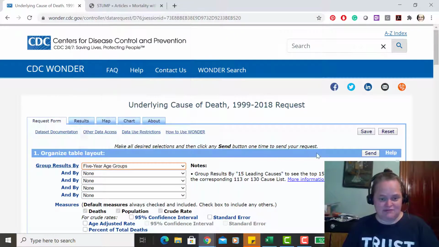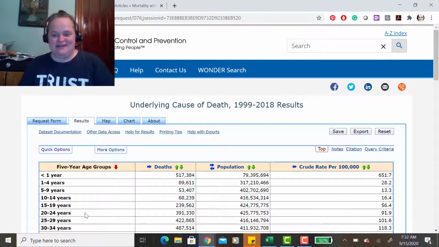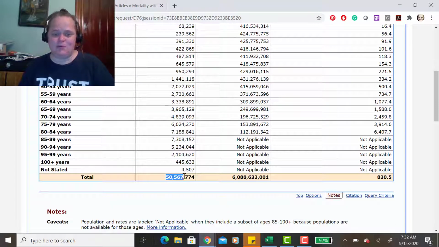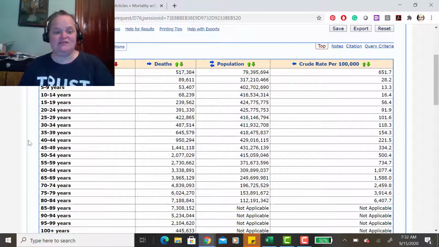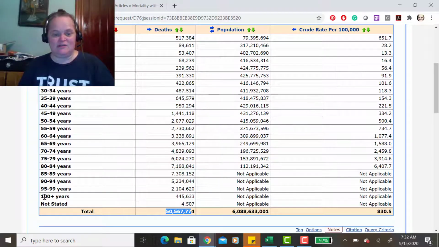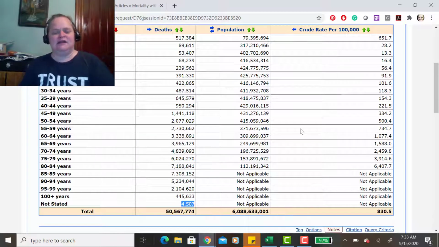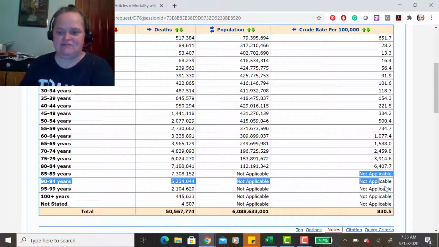Let's do this by 5-year age groups. Notice I'm only picking one group at a time. I'm going to show picking 2 groups in a moment. Okay, so notice, we have 50.6 million deaths. That's for the whole period of 1999 to 2018. And this is interesting for the 5-year ones. The max we get is 100, and we can see that 4,500 about for not stated. It's interesting, over age 85, they don't have a population breakout. I'm guessing they don't have it very well.